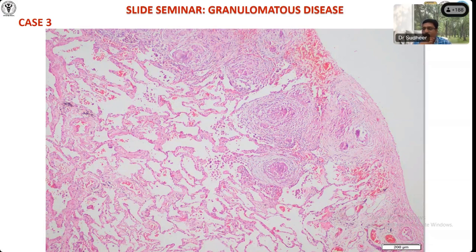And this is the biopsy that you are observing. I want your description. Yes, sir. Sir, the section examination shows well-formed, discrete, naked granulomas along the lymphatics. Try to identify the tissue first.